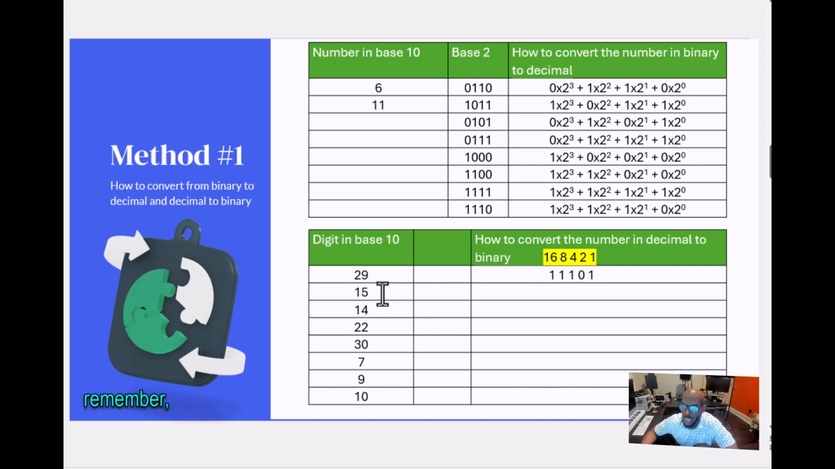And just remember, if you remember those first 15 numbers, no matter what system it is, if you remember that first chart, then you can do these right here without even having to work them out like this: 15, 14, 7, 9, and 10. The other ones you have to do with the method we just discussed.